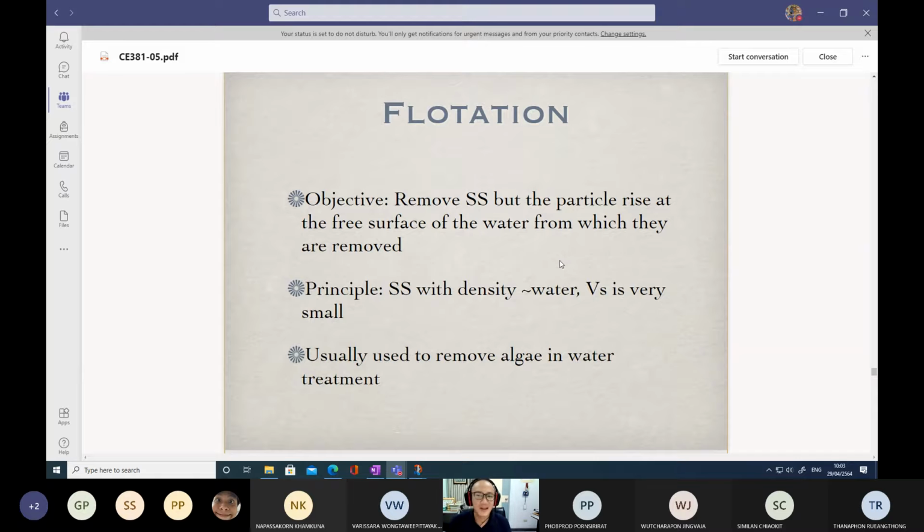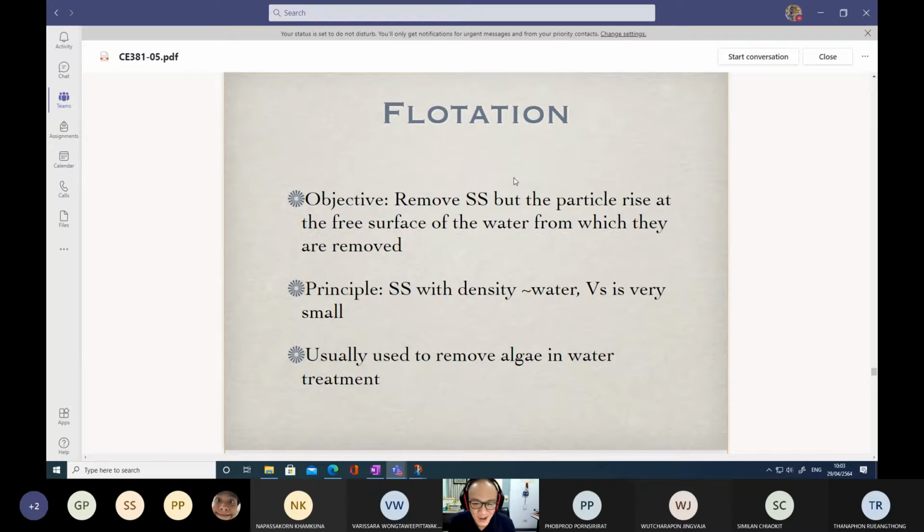Flotation, just look at the spelling. Flotation, not FLOA. Okay, this one is correct. Flotation. This one is correct. So what are the objectives of flotation?